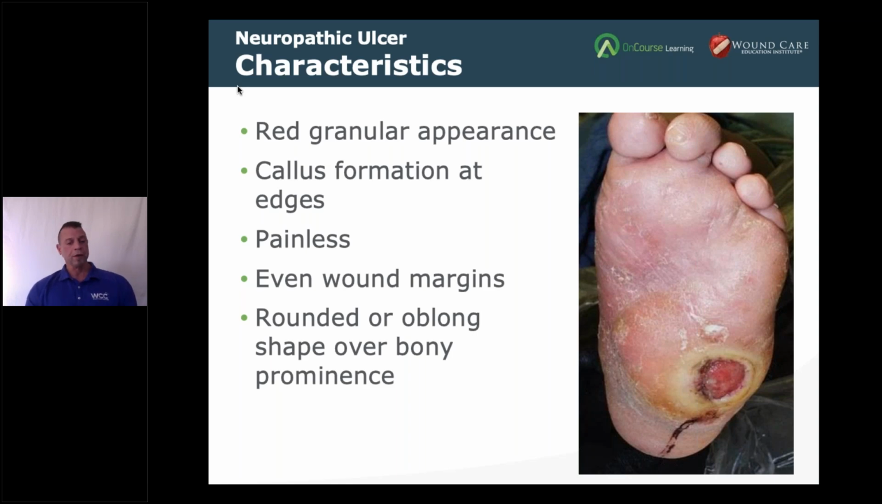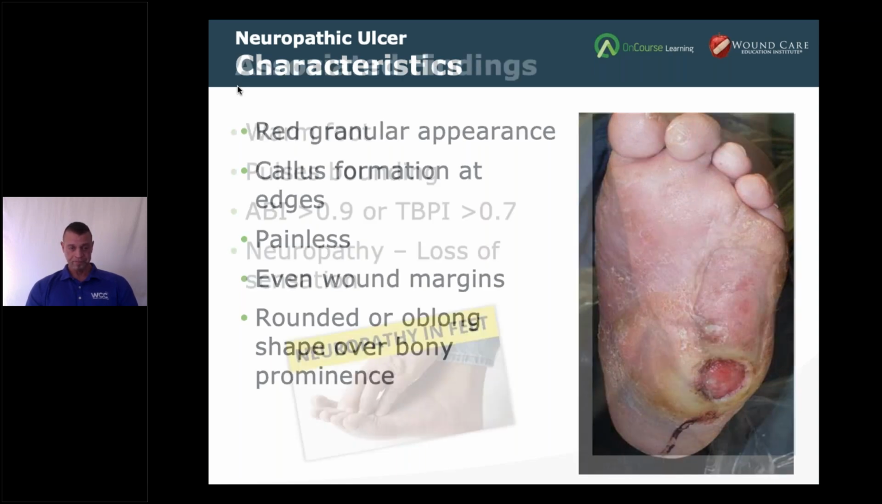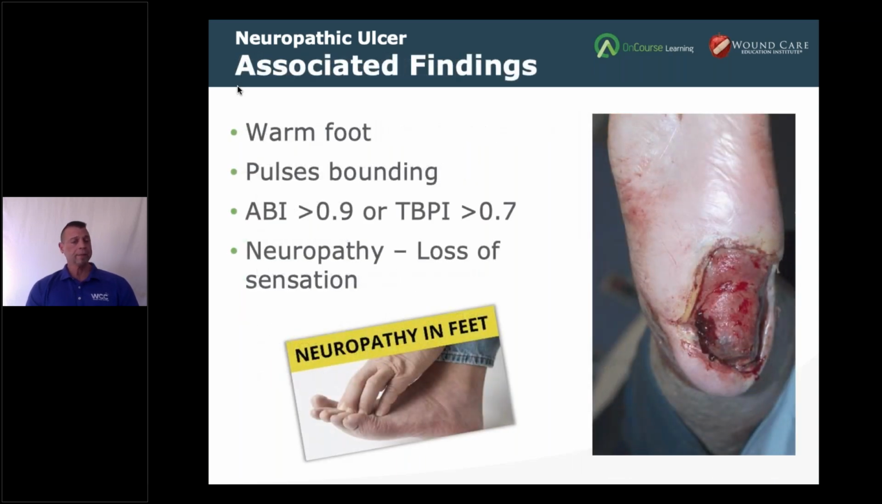Typically your edges of your wound margins are even, and they usually have a round or oblong shape to them, and most commonly they're going to be over one of those bony prominent areas that we've discussed. The feet are warm, again, because there really isn't any blood flow issue. Pulses are usually strong and bounding. The ABI is generally greater than 0.9 or the TBPI greater than 0.7.